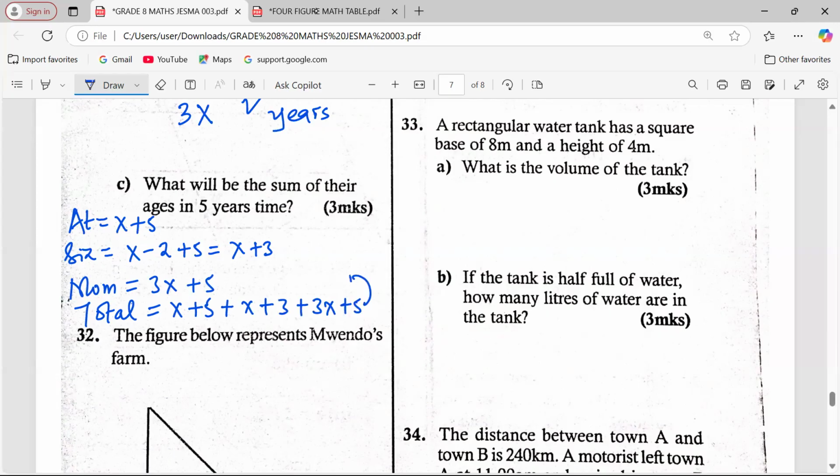Sorry, I am now supposed to use the space here. So we have X, X, and 3X. 2X plus 3X, which is 5X. Then 5 plus 3 plus 5 again, that will be positive 13. That is the sum of their ages in 5 years.